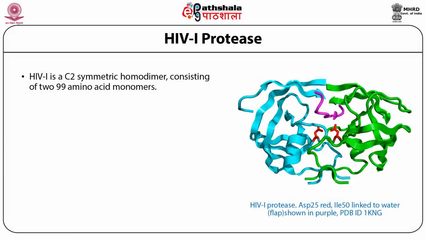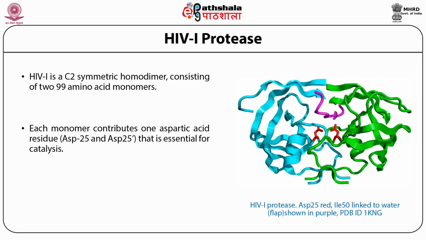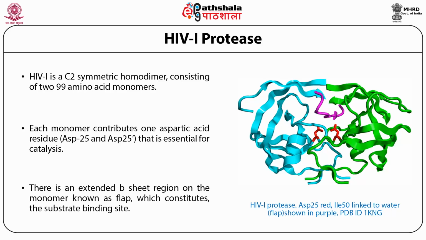It has a C2 symmetric homodimer consisting of 99 amino acid monomers. One is blue, one is green here. Each monomer contributes one aspartic acid residue, ASP25 or ASP25 prime, shown here in red color. These are essential for catalysis. There is an extended beta sheet region on the monomer known as the flap region, shown here in purple color, which constitutes the substrate binding site. We show here this picture with the PDB ID 1KNG, where the flap is purple and the red are ASP.